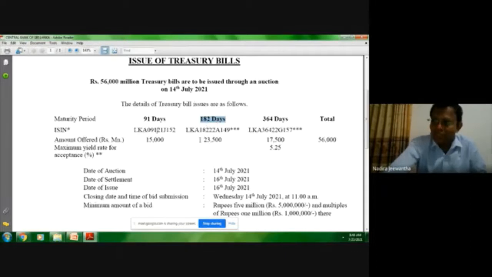But if I buy it later, let's think I buy after a month. Then am I holding 6 months? No, I am holding only 5 months. 6 months is what? Original maturity. 5 months is what? My remaining maturity, the new buyer's remaining maturity. Understood? We always need the remaining maturity for the pricing. Right?